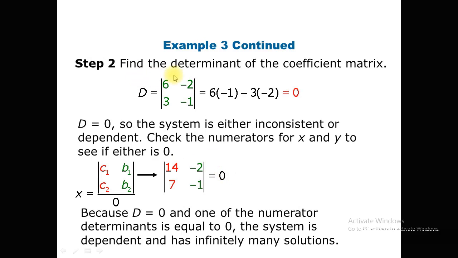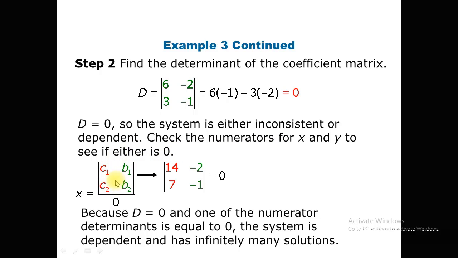Now first of all, find the determinant of the coefficient matrix. The coefficient matrix contains the coefficients 6, minus 2, 3, minus 1, and the determinant is 6 times minus 1, which is minus 6, minus minus 2 times 3, which is plus 6, and minus 6 plus 6 is 0. Since in this system the determinant of the coefficient matrix is 0, the system is either inconsistent or dependent. Check the numerator for x and y to see if either is 0.